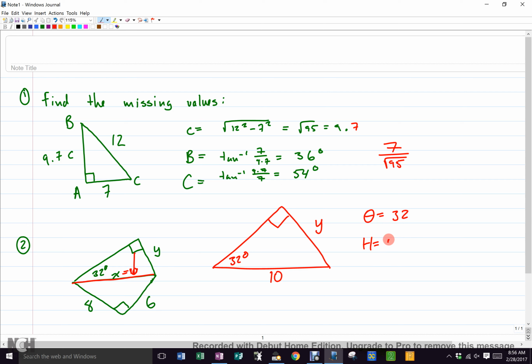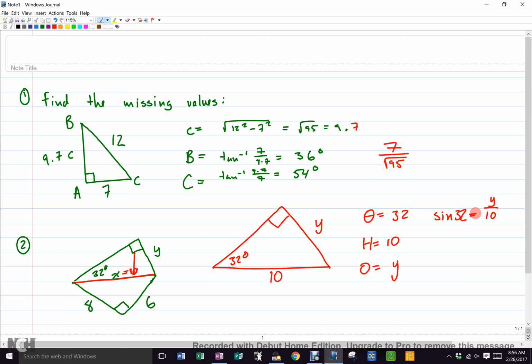What else do I have? I have an H of 10, and I need an O of y. What uses O and H? Sine. So now we fill it in. Sine 32 equals O over H, y over 10.